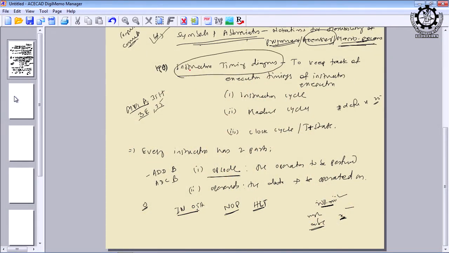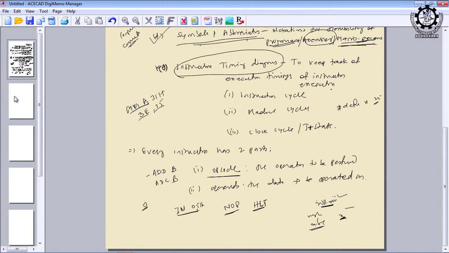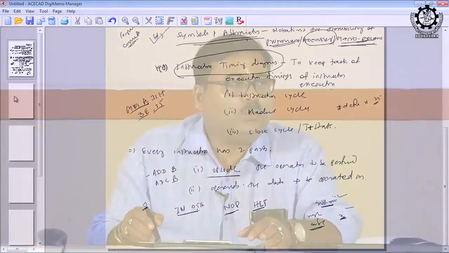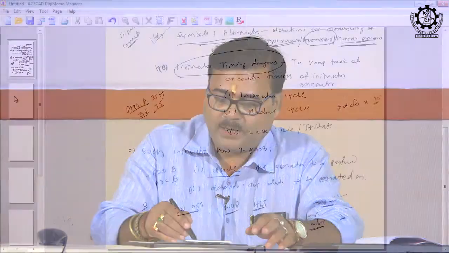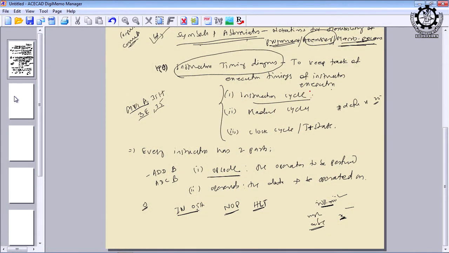This will tell you exactly how much time is required to execute an instruction, to keep track of instruction execution times. This is also important. But how to represent this execution time? With the help of 3 cycles or 3 timings. One is the instruction cycle, which I have already defined. The total execution time of the instruction is known as the instruction cycle.